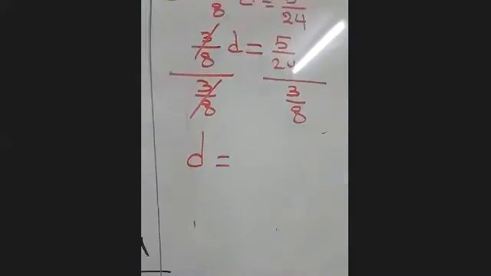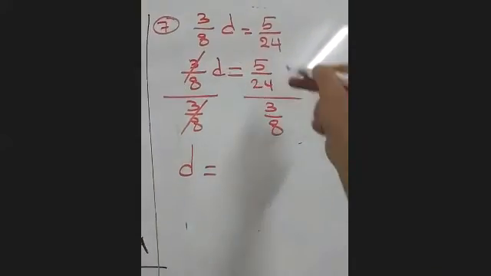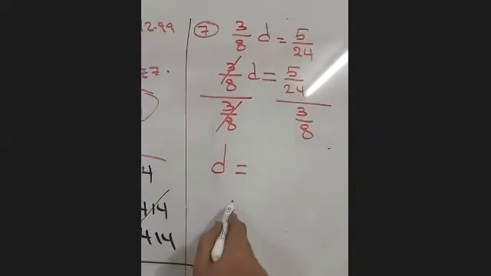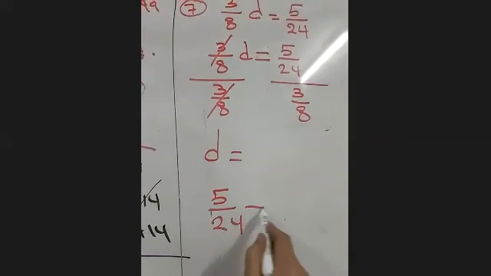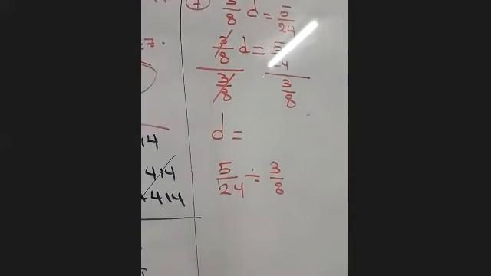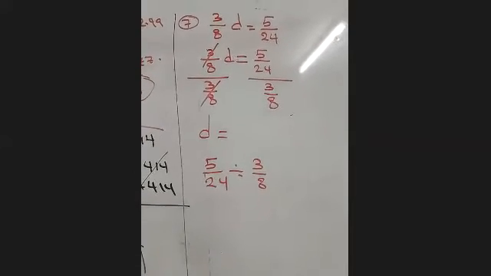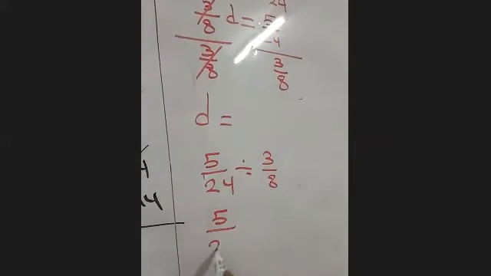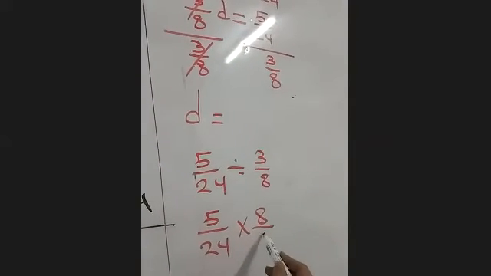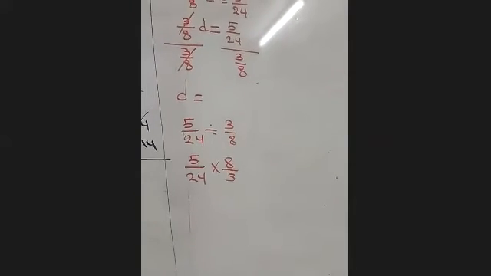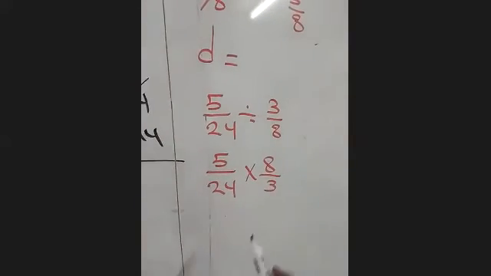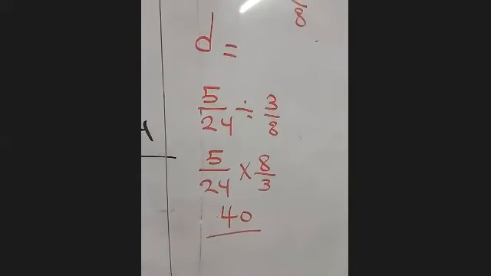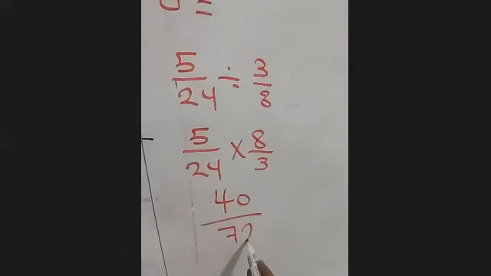Still what here? D. And what will we do with these two fractions here? We will put 5/24 divided by 3/8. We do normal division? No. Then we will put multiply and we make the reciprocal of 3/8. It will be 8/3, right? Yes. Let's multiply. 5 by 8 is 40. 24 by 3 is 72.